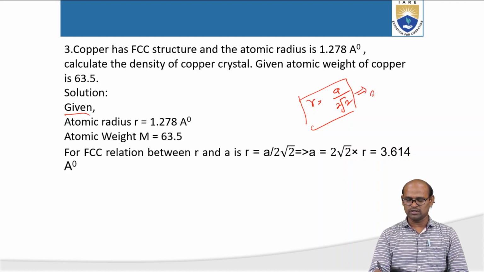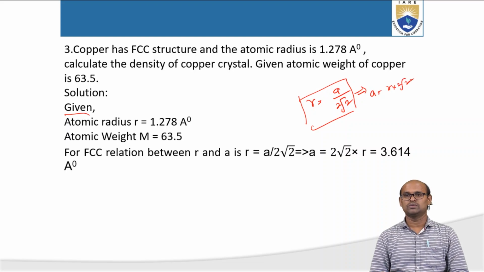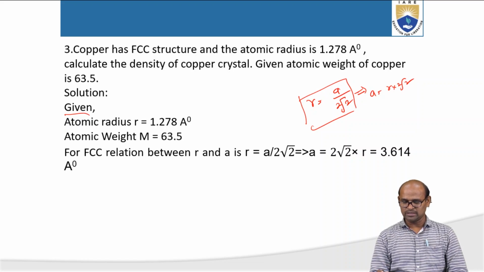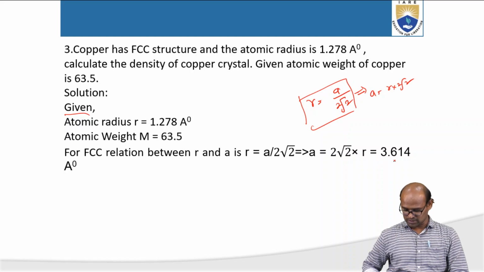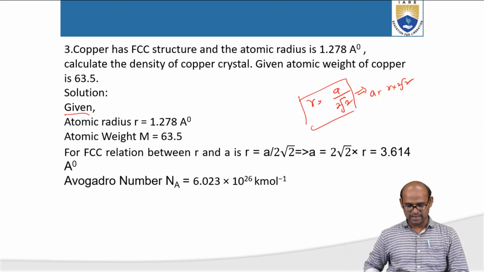So from this equation, A is equal to R into 2 root 2. R is given as 1.278 angstrom. Convert that into meters and finally we end up with 3.614. So that is A.